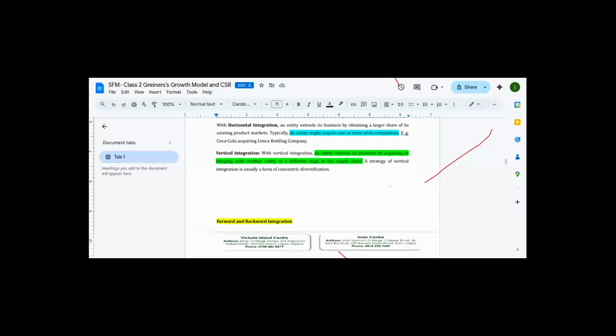So horizontal integration will acquire a competitor, or it might be their strategic business unit.